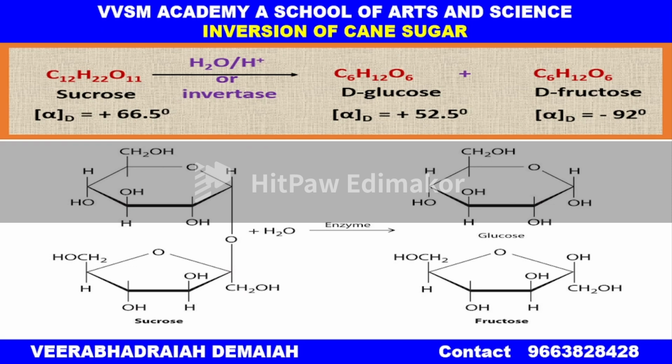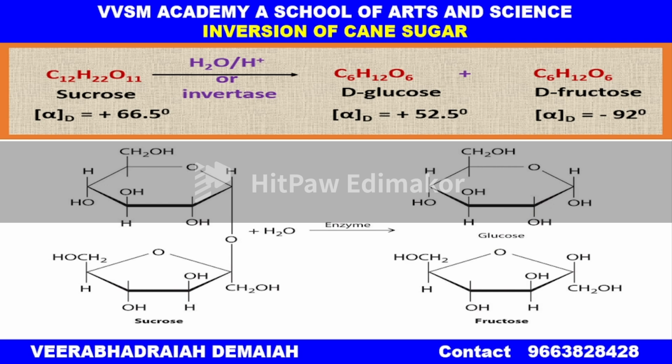We will have a brief discussion today on the structures of carbohydrates. Friends, before going to the structures of carbohydrates, what are carbohydrates, and how are carbon, hydrogen and oxygen arranged in carbohydrate molecules? For example, sucrose, C12H22O11, on hydrolysis in the presence of invertase, an enzyme, gives rise to D-glucose, that is C6H12O6, and D-fructose, C6H12O6. This is the inversion of cane sugar.